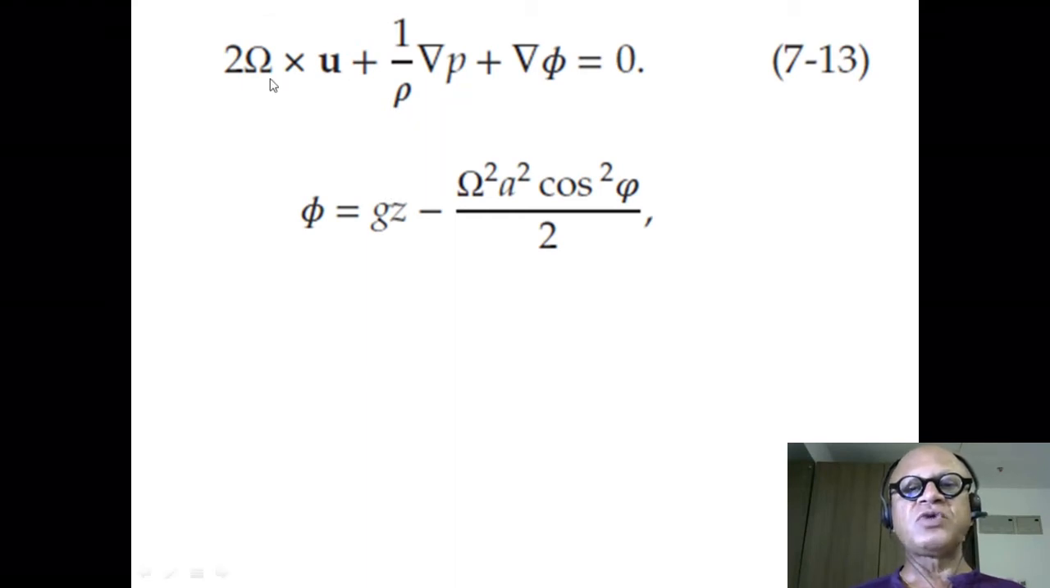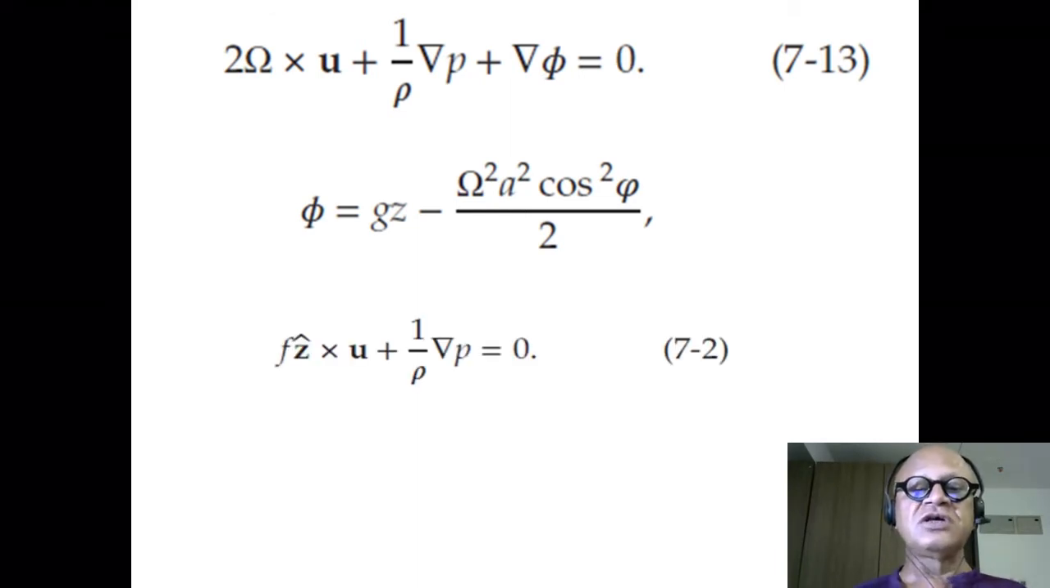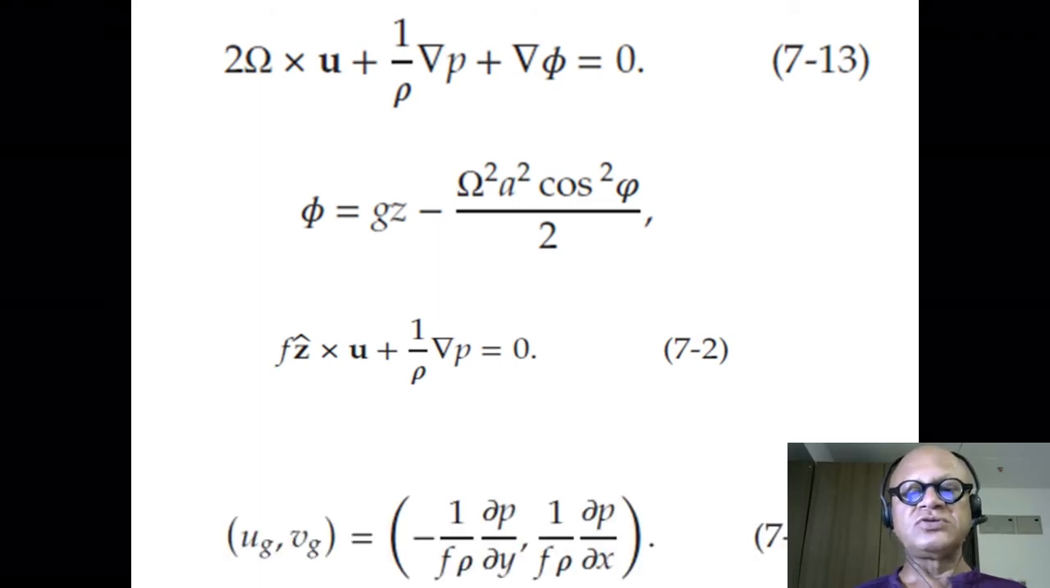So going to this equation again with Rossby number small and friction equal to 0, and remembering phi is gz minus omega squared a squared cosine squared phi divided by 2, where this is our centrifugal force. So we have absorbed the centrifugal force by writing it as a gradient, along with the gravitational term. Remember the modified gravity or measured gravity and all those good things. So we had for geostrophic flow 2 omega cross u plus 1 over rho grad p equal to 0.